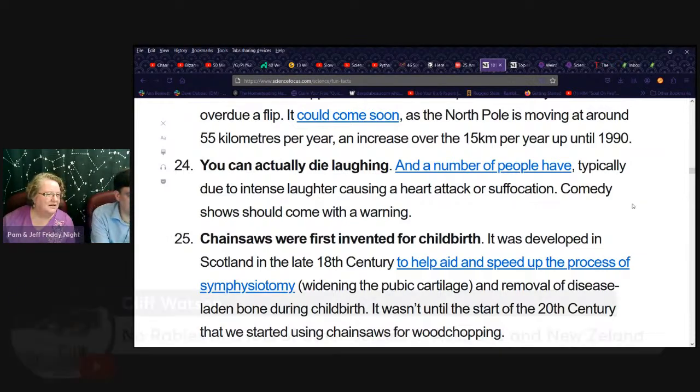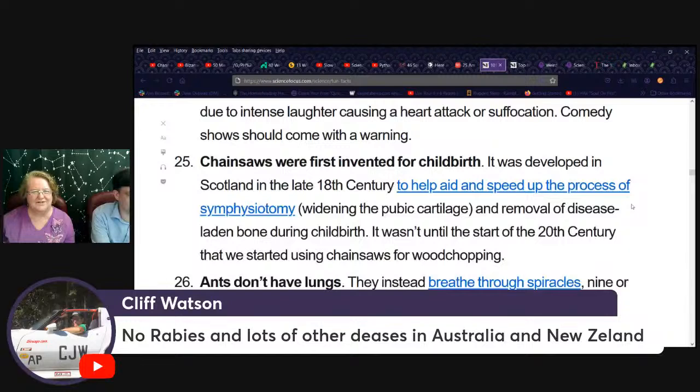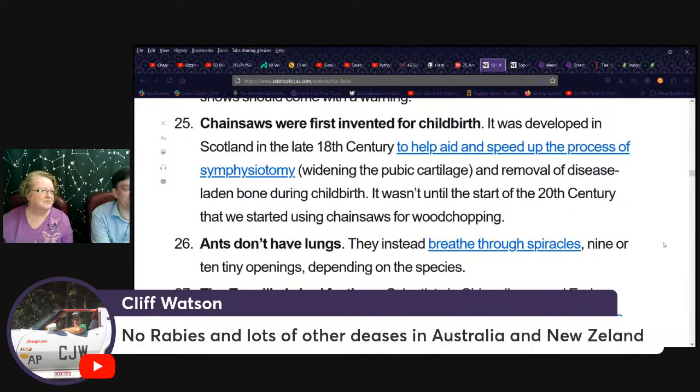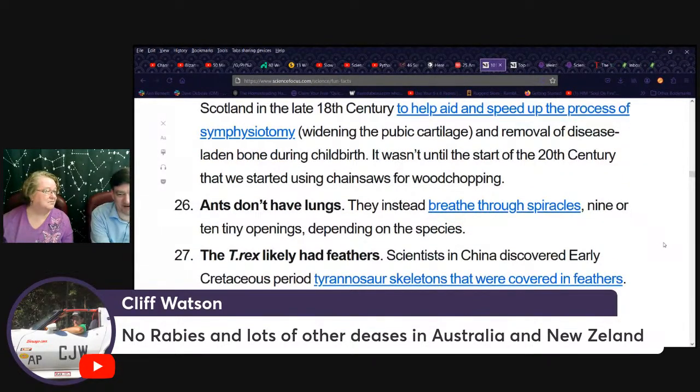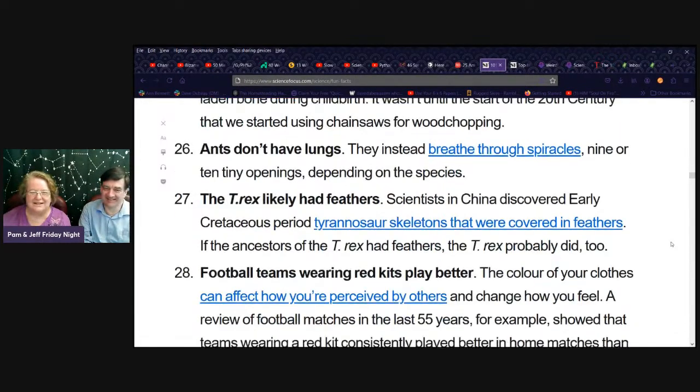Oh, yeah. No rabies and lots of other diseases in Australia and New Zealand. Yeah. Wait, there's no rabies in Australia and New Zealand? Nope. But there's all kinds of other stuff? Yeah. Check this out. Chainsaws were first invented for childbirth? Oh, my God. Well, Cliff, imagine what some of those animals would be like if they caught rabies. You don't need rabies there. Ants don't have lungs? Oh, my God.